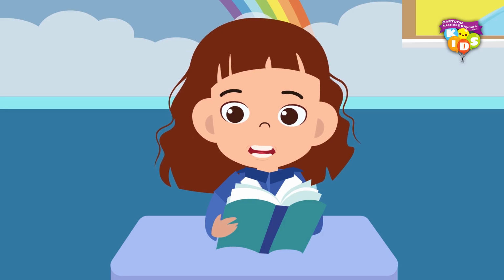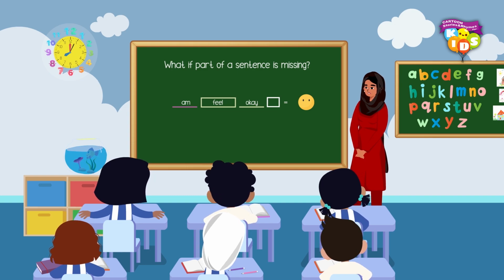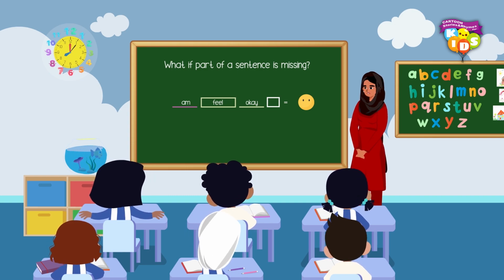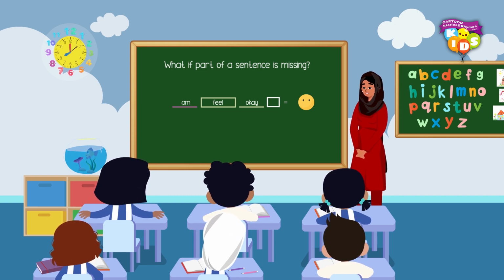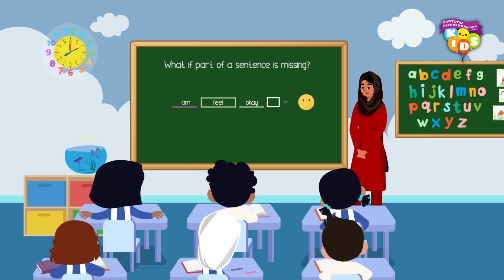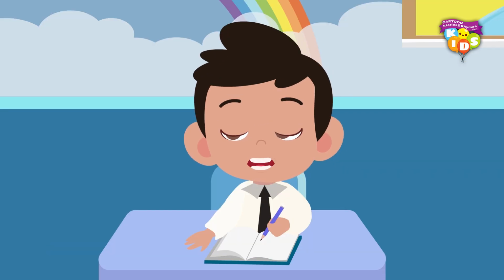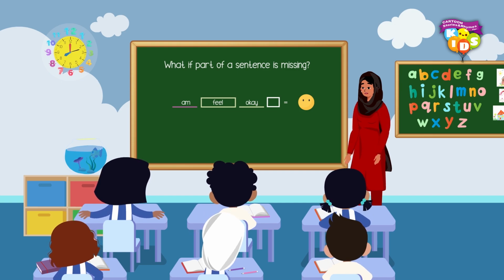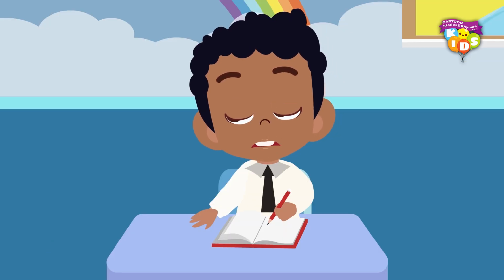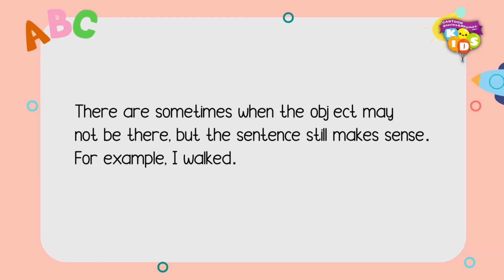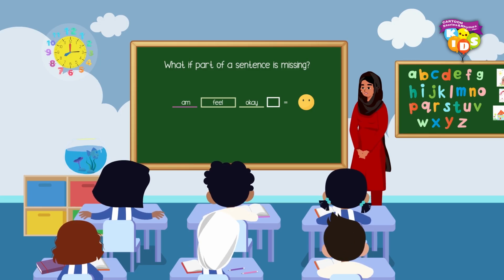Teacher, the subject is missing. Good. You see, if the subject is missing, the sentence will not make much sense and the meaning will be unclear. What about the object or the verb? Anyone who wants to answer that? Well, the verb is the action, so someone has to do it. Yes, correct. There are some times when the object may not be there, but the sentence still makes sense. For example, I walked.